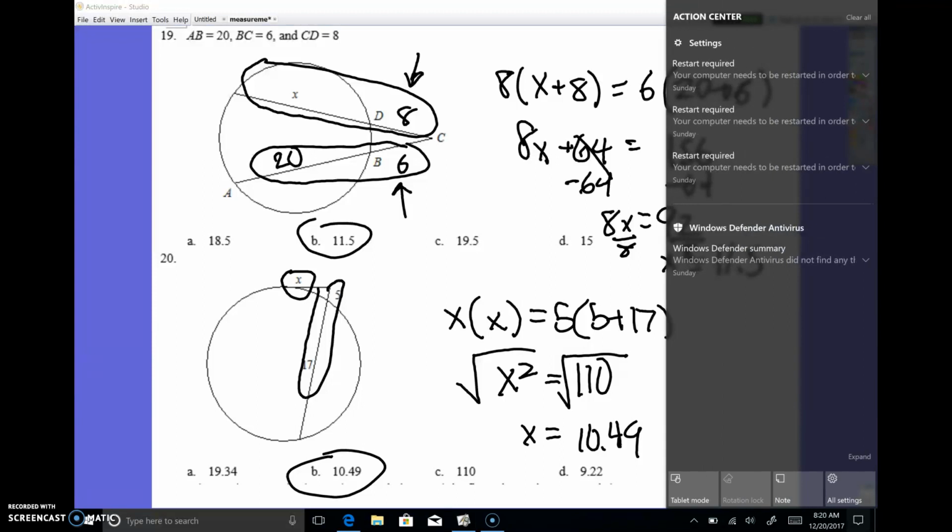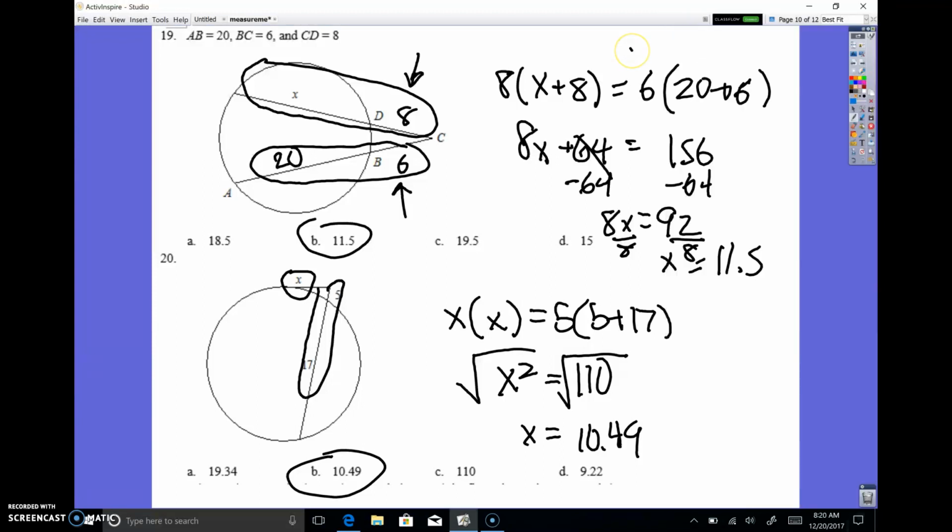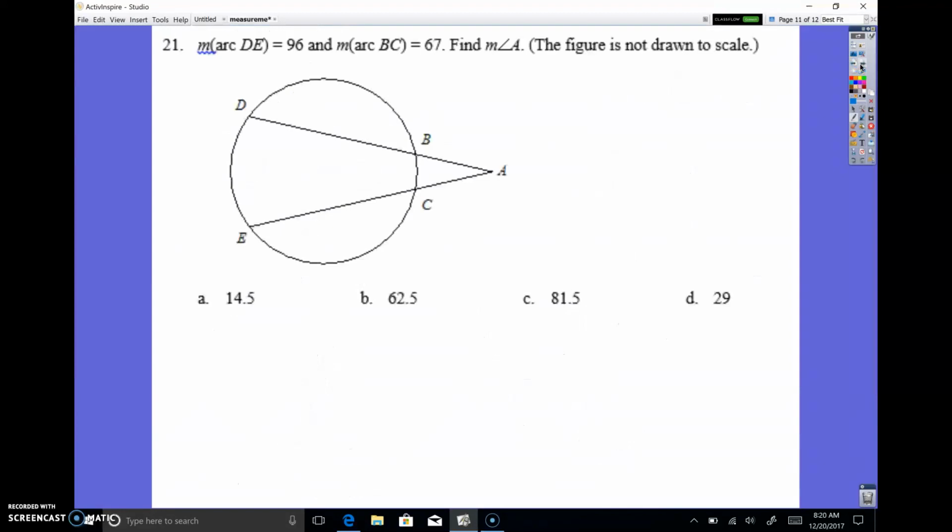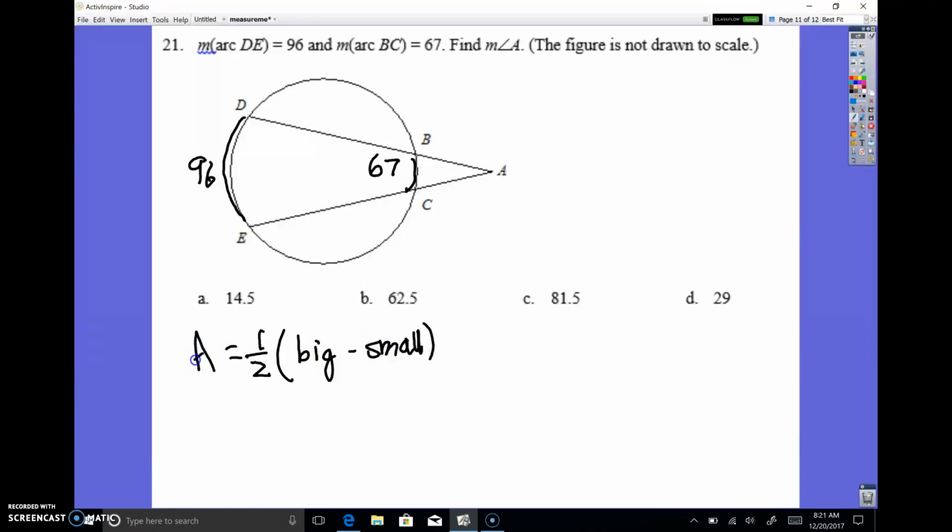Last problem. Okay, I got the big arc and I got the small arc. 96, 67. Remember, it's 1/2 big minus small, is equal to A. So A is equal to 1/2 times the big one, 96, minus 67. You put all of that in the calculator, you get 14.5.